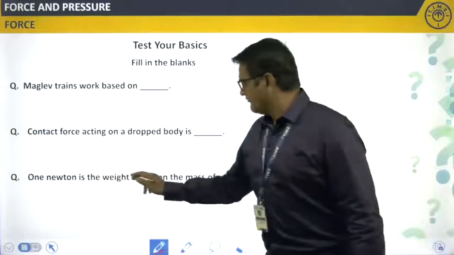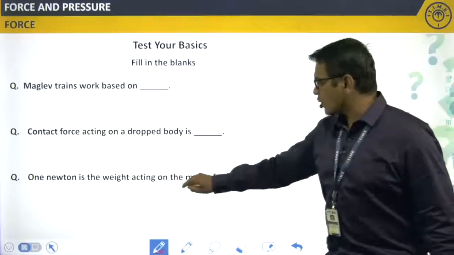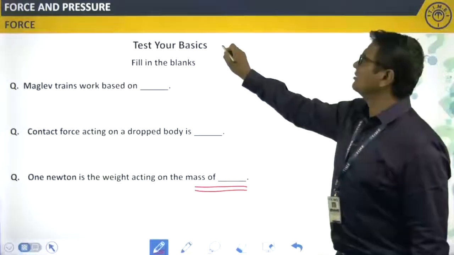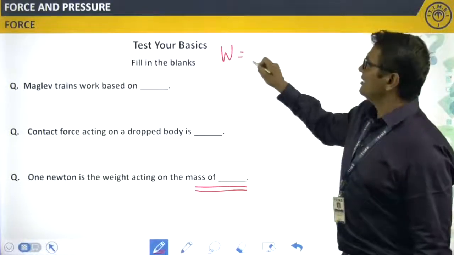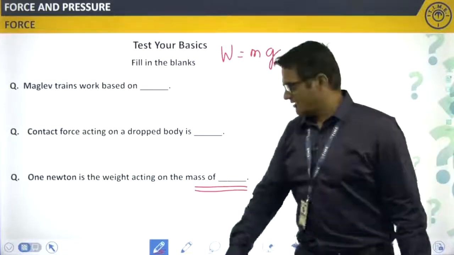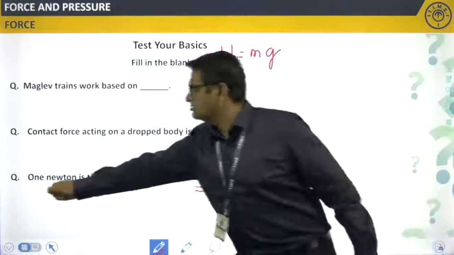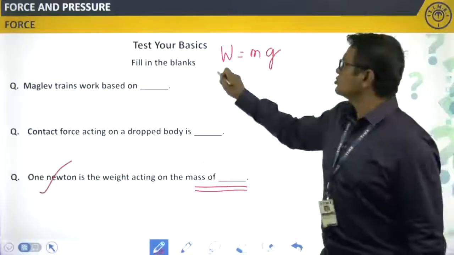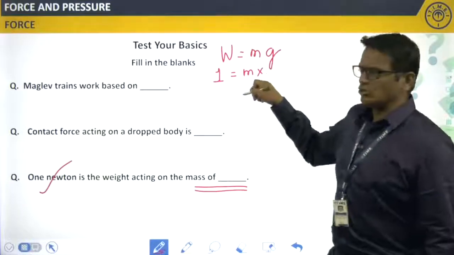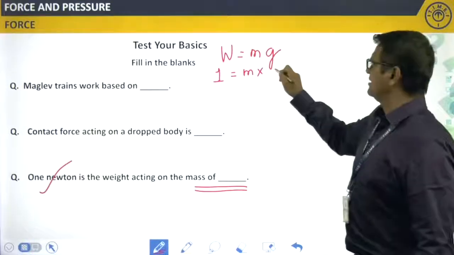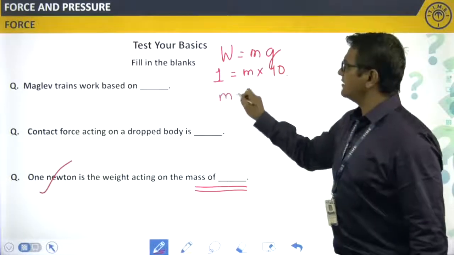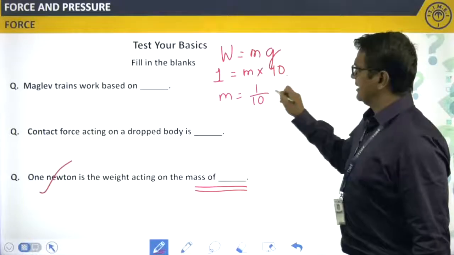1 Newton is the weight acting on a mass of dash. So the weight is 1 Newton. What is the formula for weight? Weight is equal to mass into acceleration due to gravity. And the weight is given as 1 Newton. So I'll get 1 is equal to m into acceleration due to gravity. For calculation purposes, I'll take it as 10. Right? So what is the mass? Mass is nothing but 1 by 10.